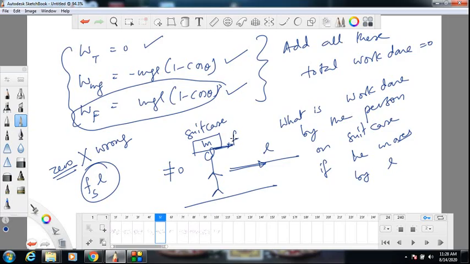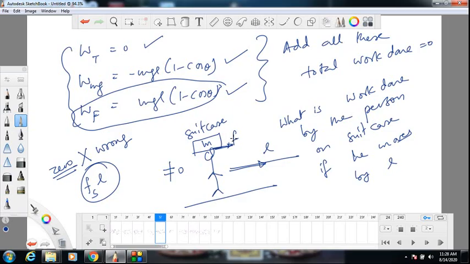There is a reaction of friction by the suitcase on his head also. So friction has two parts. One is acting on the suitcase in the forward direction. The other is acting on his head in the backward direction. This is static friction. So definitely the person is exerting static friction on the suitcase, and that is doing work because there is a displacement for the suitcase.